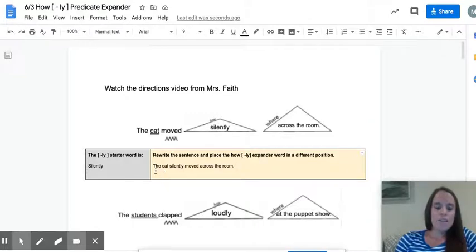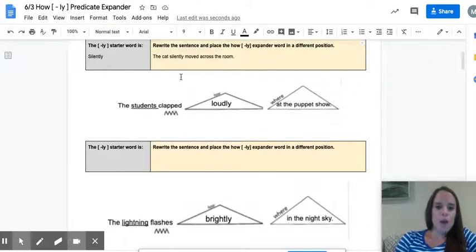Notice how my sentence is framed. It starts with a capital letter. It has a stop sign at the end. All of my spelling is correct because I'm just copying from a sentence up here, so yours should also be correct. All right, so what you're going to do is you're going to go down, you're going to read each model sentence that's given for you. You're going to tell me what the ly starter word is in the how expander. So here it was loudly. And then in the yellow part, you are going to rewrite the sentence by moving the how expander to a different position.